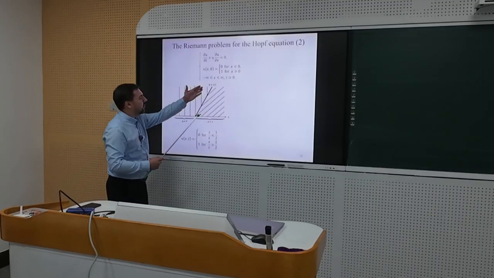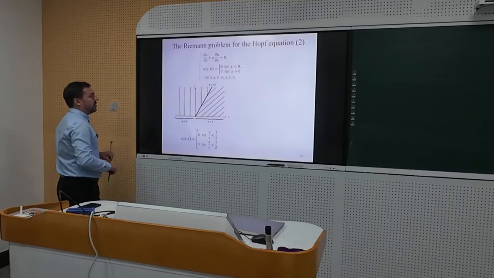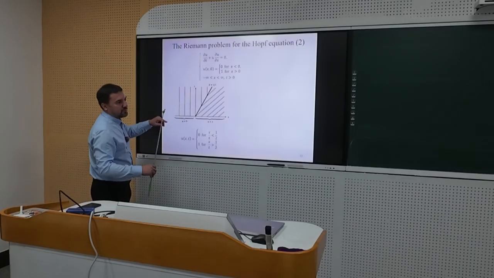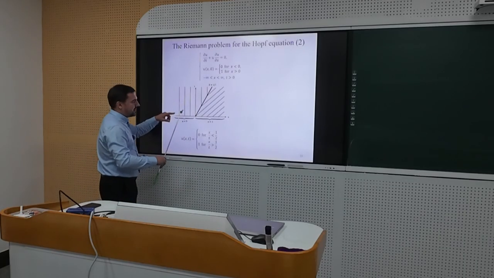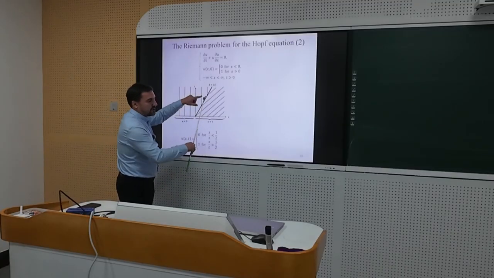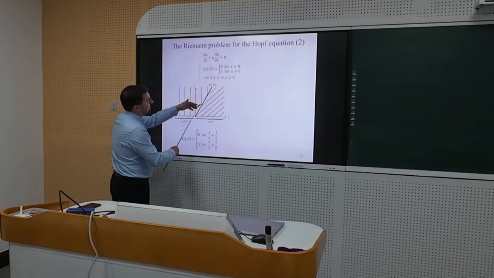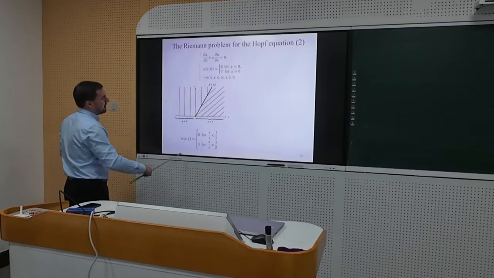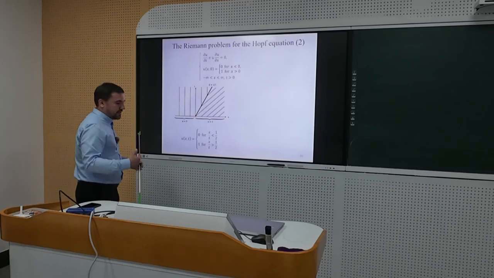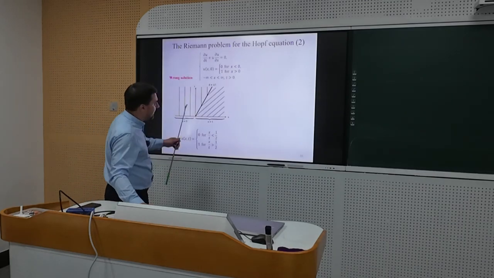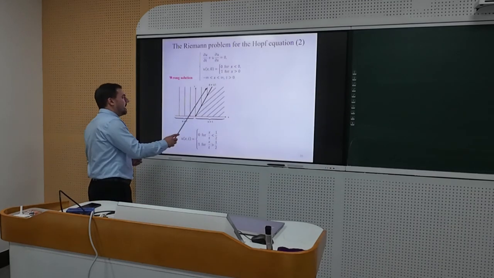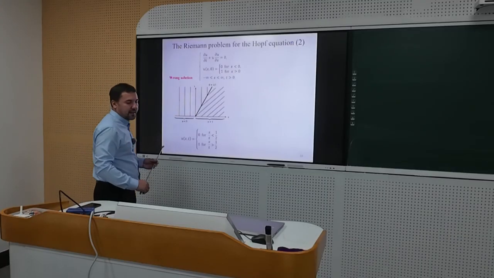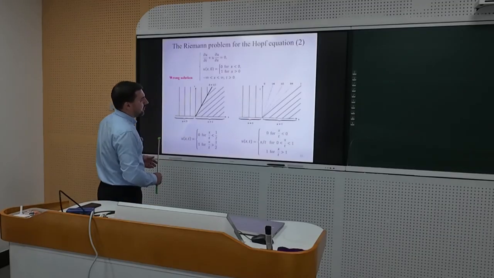We can propose the following solution. Suppose that maybe, like in the previous case, there is a shock wave, but in contrast to the previous case when the characteristics converged on the shock wave, now the shock wave emits these characteristics, and this is one of the proposed solutions. But the reality is that this is the wrong solution. So the shock wave cannot emit characteristics, and the correct solution is the following.